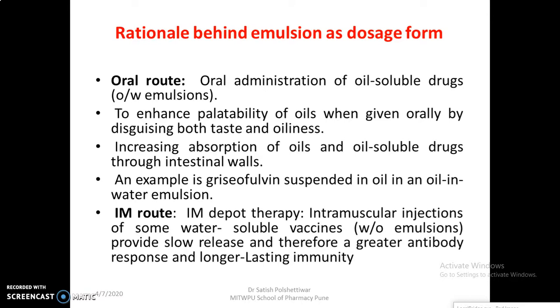Another is that we can give it by the intramuscular route. Like soluble vaccines, we give them as W/O emulsion type, which provides slow release. We can make it a sustained release form, therefore greater antibody response and long lasting immunity. That is the rationale why we prefer emulsion as a dosage form, because whenever we make a dosage form, you always have to give a rationale behind that.